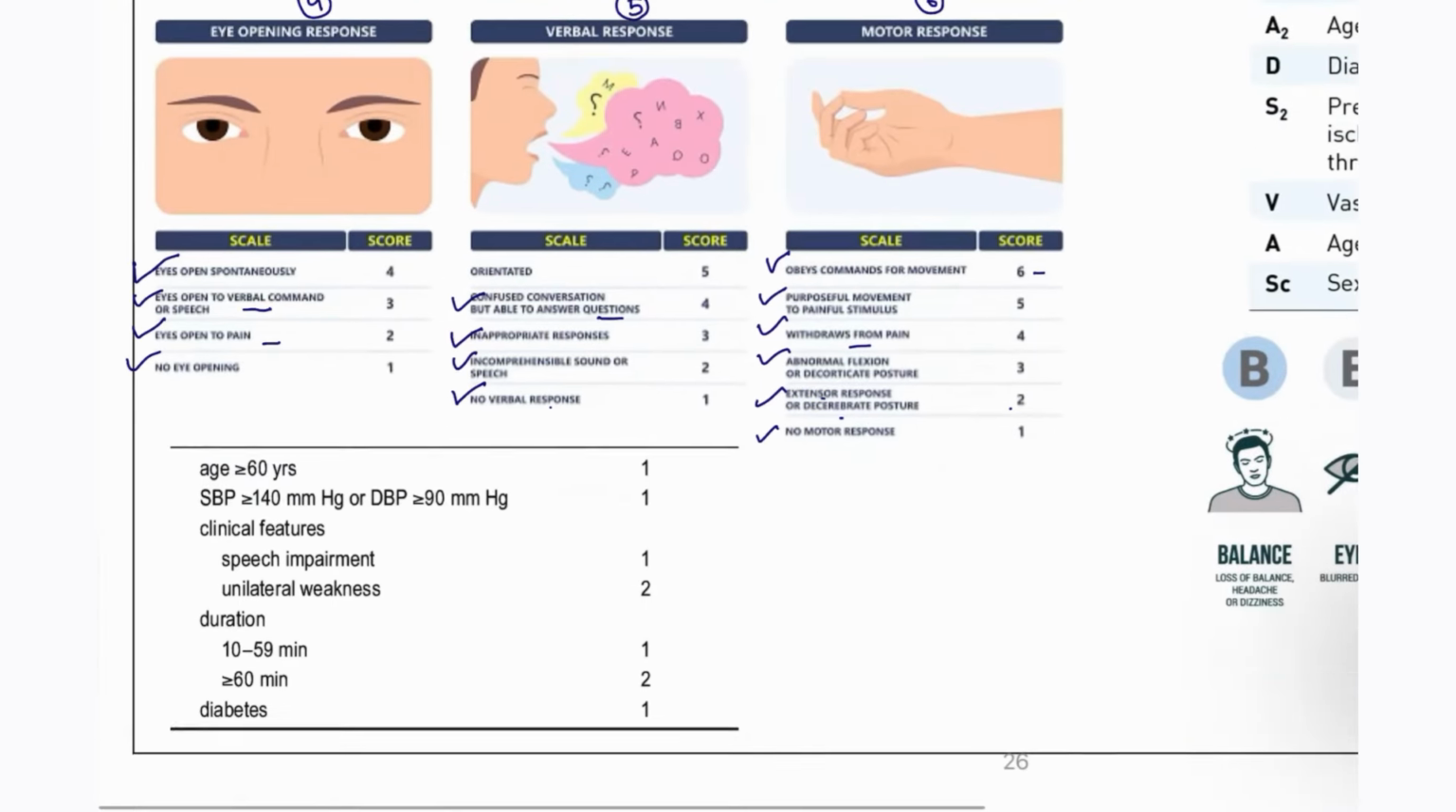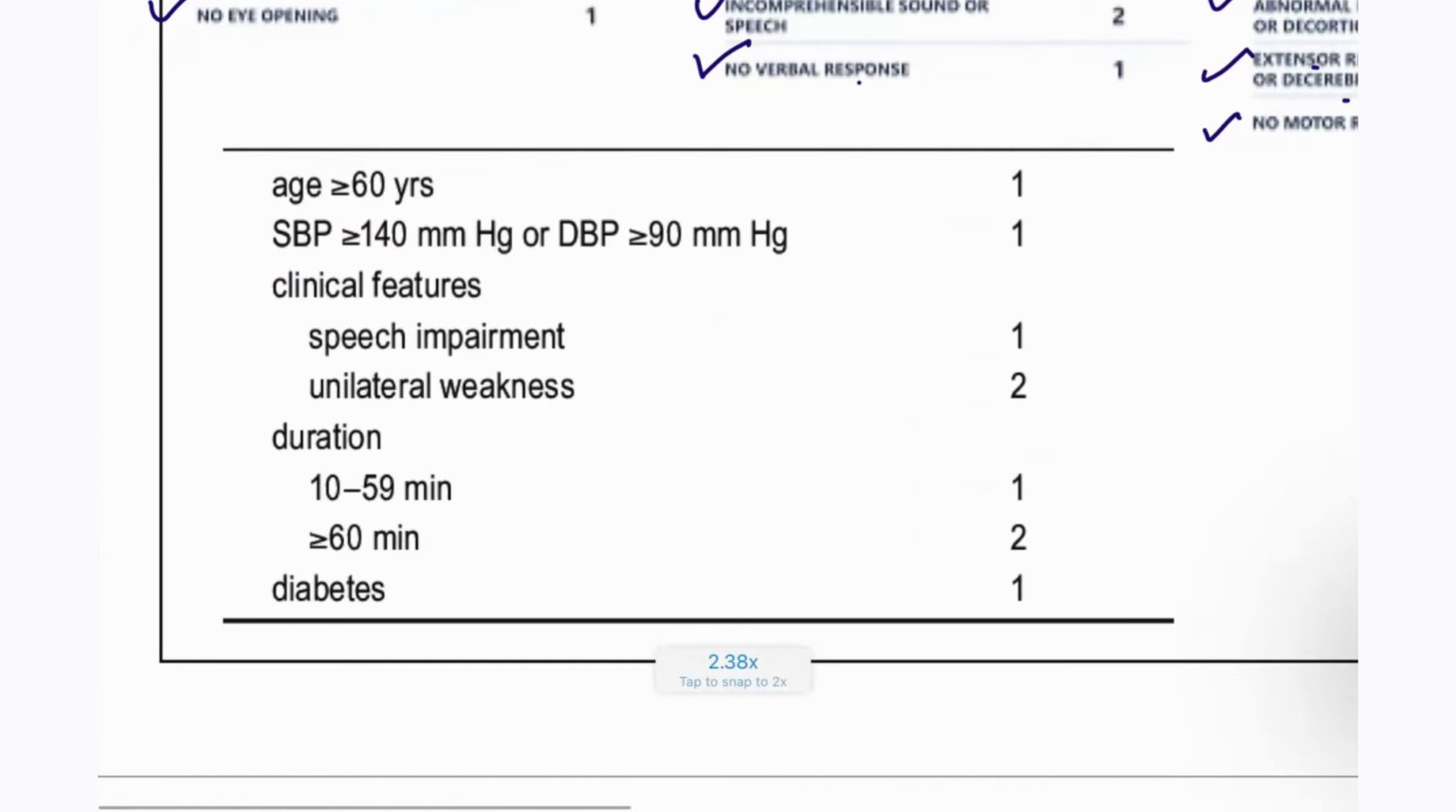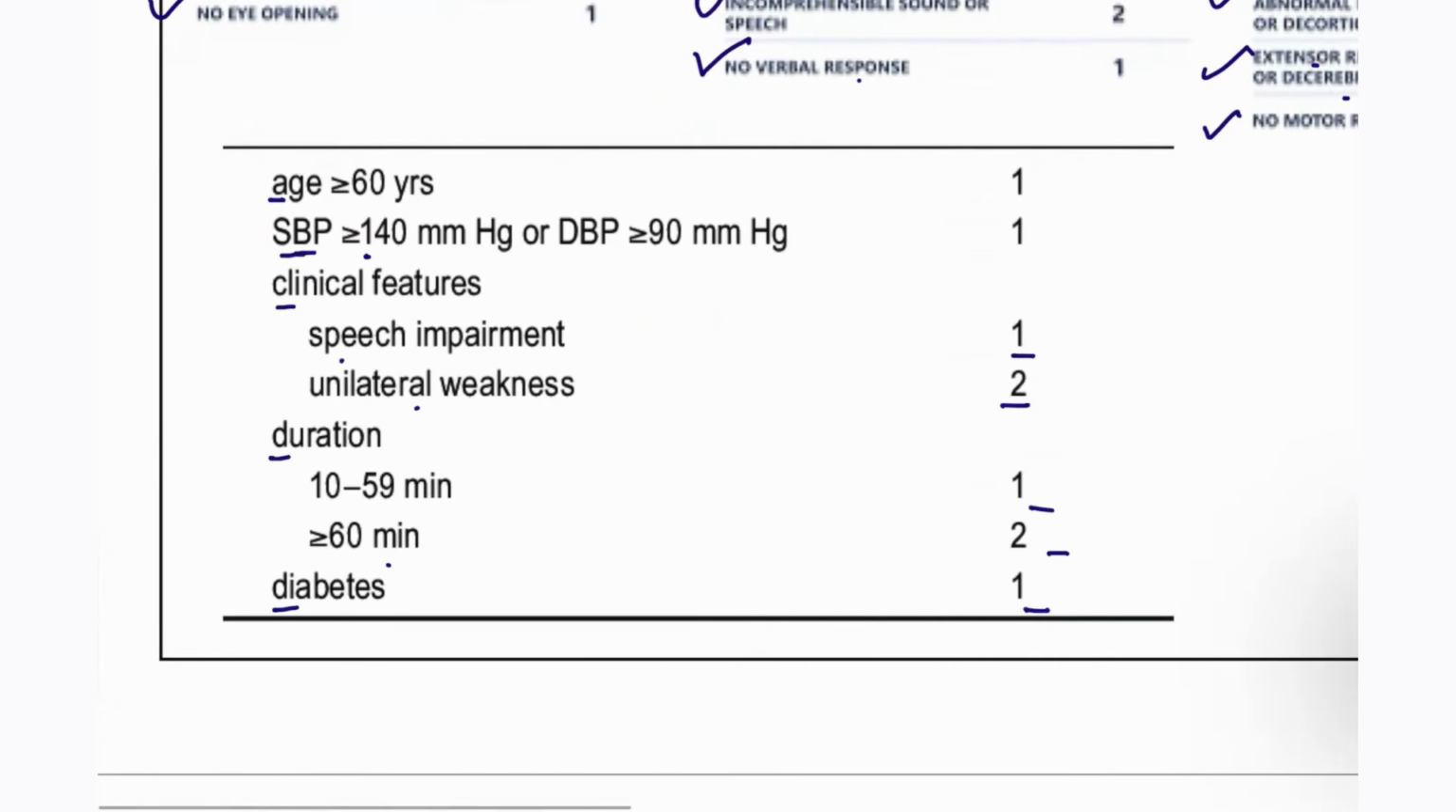Next, moving on to the ABCD score. A for age more than 60 years, 1 point. B for blood pressure more than 140/90, 1 point. C for clinical features such as speech impairment, 1 point, unilateral weakness, 2 points. D for duration: 10 to 59 minutes, less than 1 hour, 1 point; more than 1 hour, 2 points. Another D for diabetes, 1 point. So this is going to decide for patients who are suffering from stroke.